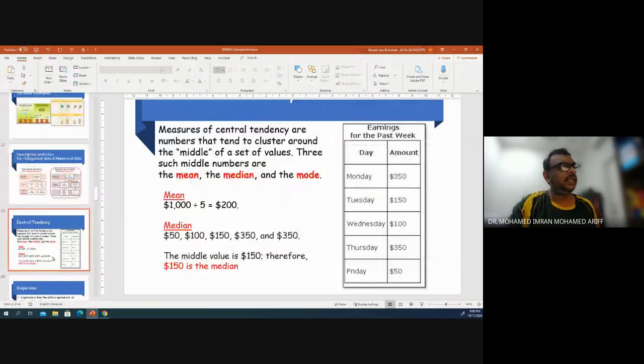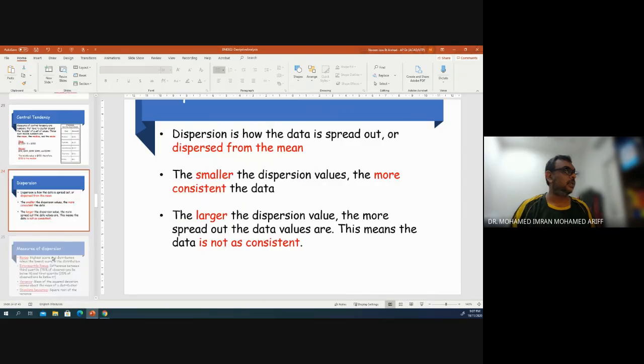Central tendency are numbers that tend to cluster around the middle. This is easy. Look at the diagram. Earnings for the past week. Monday, they got 350. Tuesday, 150. Wednesday, 100. Thursday, 350. And Friday, 50. So based on this, our mean is this, our median is this, and our middle value is this. Straightforward. Very simple.